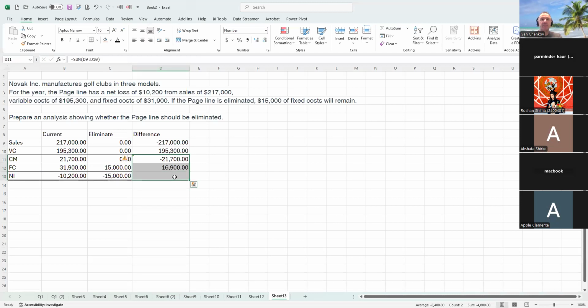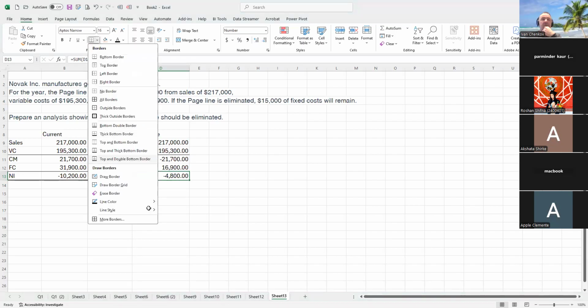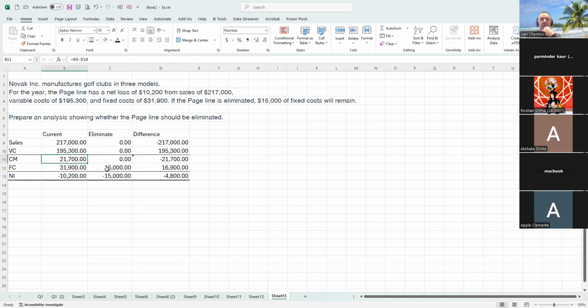So my saving, is it more or less? Which one is higher? Contribution margin loss or the fixed cost saved? Contribution margin loss is higher. Yeah, I'm losing more than I'm saving. So what should I do? Not eliminate it, right? Why? Because I'm going to lose $4,800. Make sense? Yes, sir.